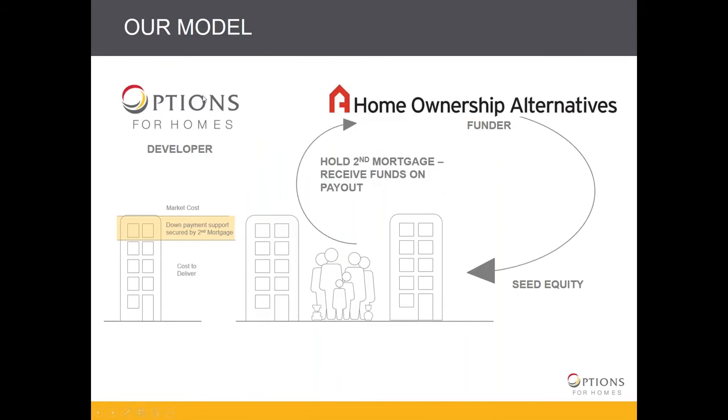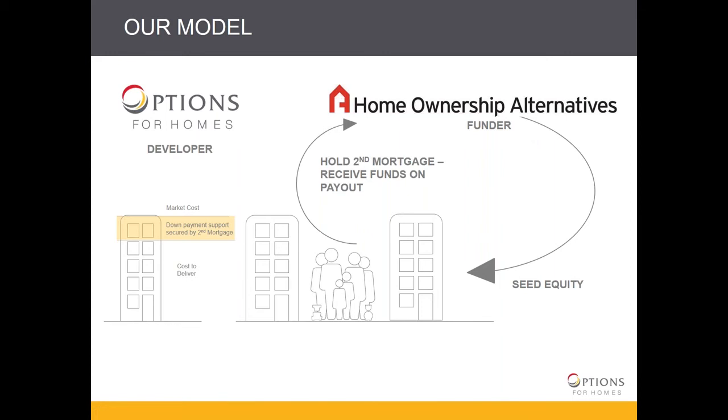So this is a bit more detail. There's two sides to our model. Options for Homes, as I mentioned, is the development side. And then Homeownership Alternatives is our fund side. Those two parts are separated, and each is its own nonprofit. Each has its own board of directors.